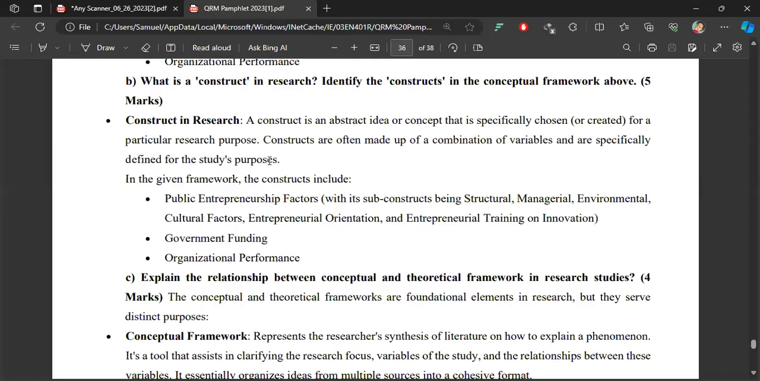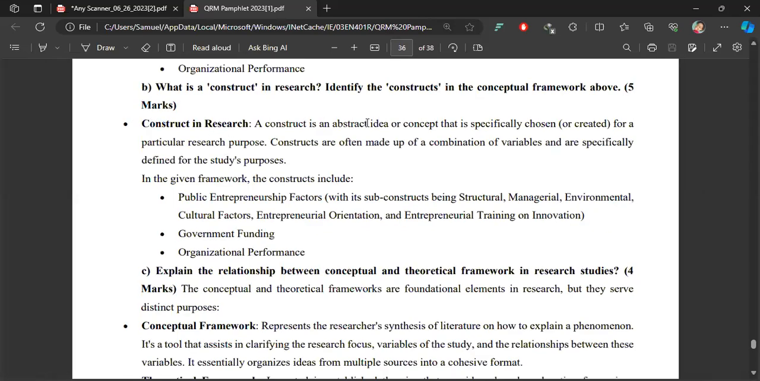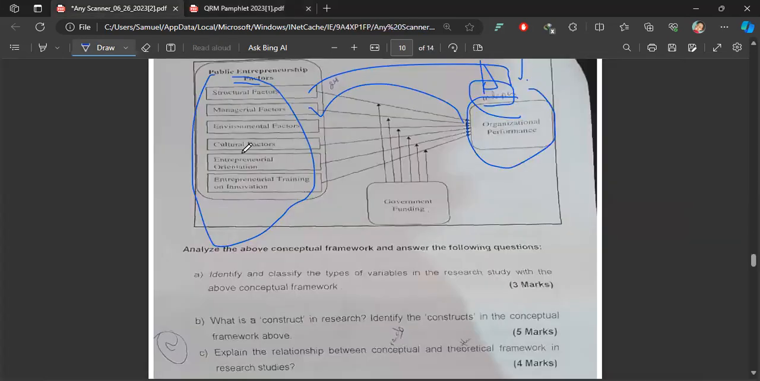Okay, I think I can share this with you because it's just the same thing. So this is my answer sheet. So a construct is just an abstract idea or concept that is specifically chosen or created for a particular research purpose. And then they're made up of a combination of variables that are specifically defined in the research. So in the above framework, the constructs are public entrepreneurship, which has got factors, all those, structural, managerial, and environmental, all of them listed below here.